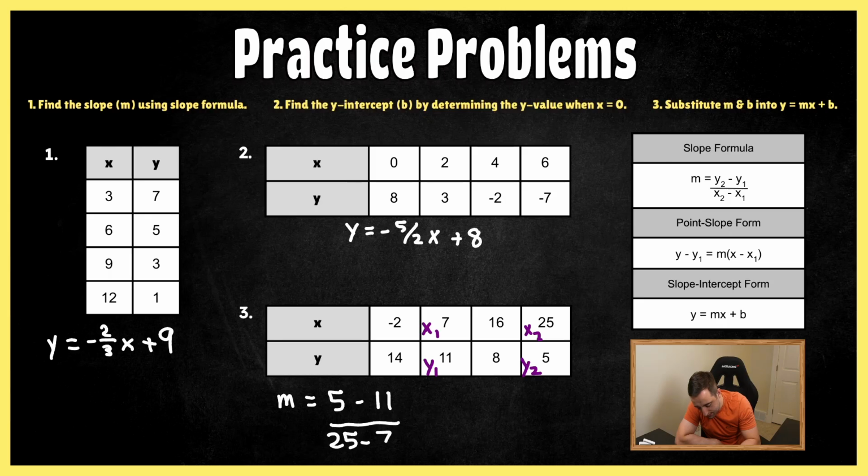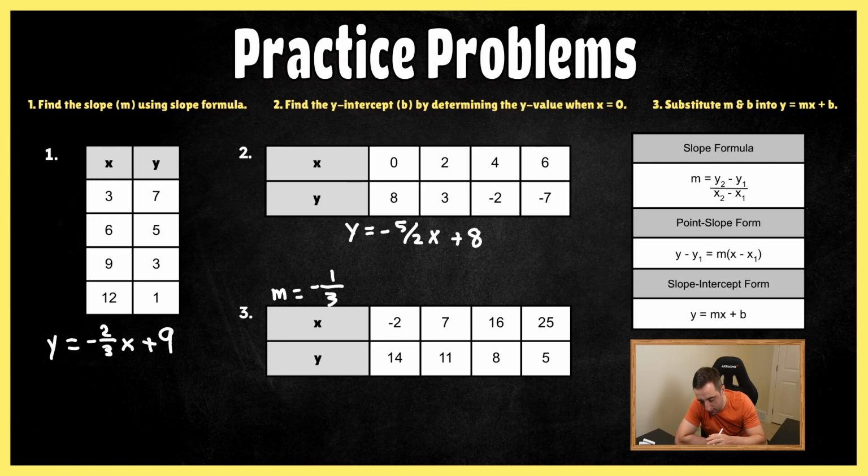25 minus 7. So we get m equals 5 minus 11 is negative 6 over 25 minus 7 is going to be 18. 6 and 18 are both divisible by 6. So we're going to end up getting m equals negative 1 over 3 for our slope. So we have negative 1/3. So let's get rid of all that. M equals negative 1/3.